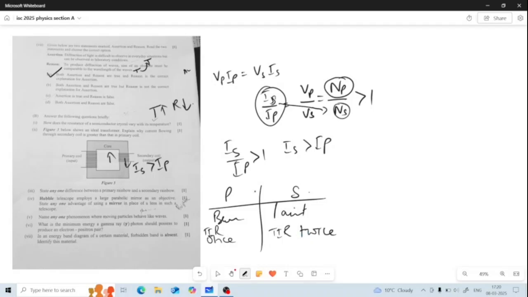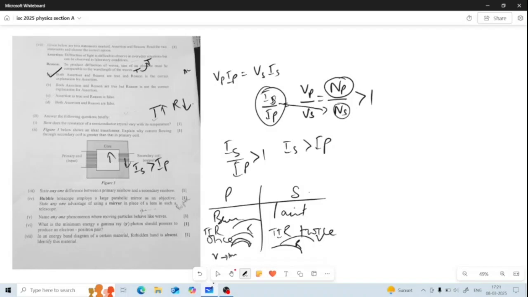Okay, it's twice. And another thing, in the primary rainbow, violet is at the inner edge and red is at the outer edge, whereas in the secondary it is VRRV: red is at the inner edge and violet is at the outer edge. So we have to write only one, any one.